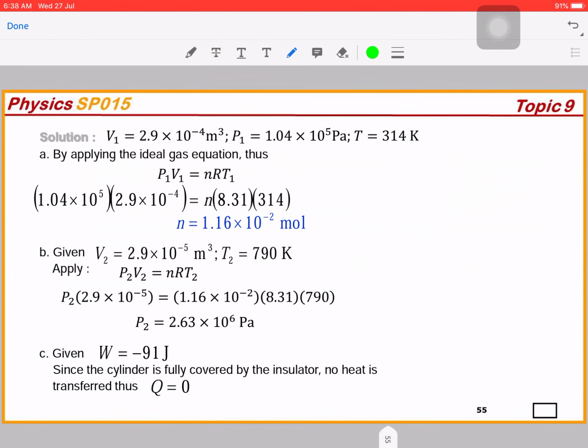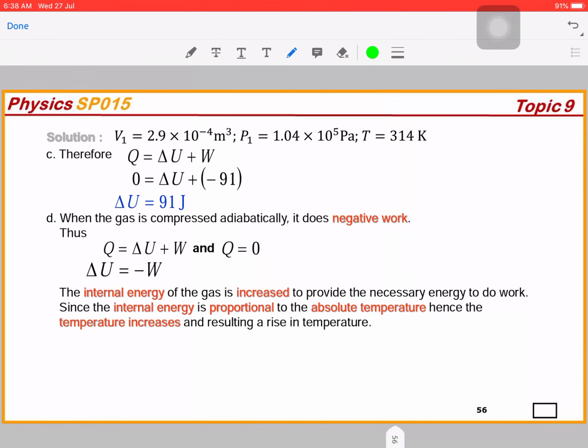Given V2 is equal to 2.9 times 10 to the power of negative 5 meter cube, and T2 is 790 Kelvin. Okay, kita apply P2 V2 is equal to nRT2. Substitute the values, you will get P2 is equal to 2.63 times 10 to the power of 6 Pascal. Okay, kemudian given W is equal to negative 91 joule. Since the cylinder is fully covered by the insulator, no heat transfers. So Q equals to 0.